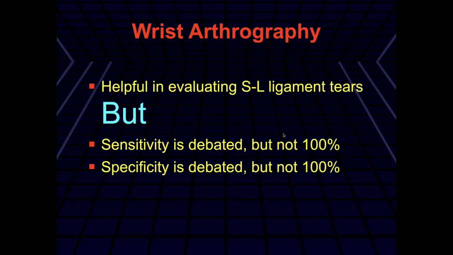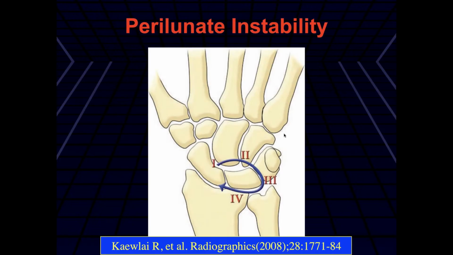Wrist arthrography may be helpful in scapholunate ligament tears, but there are problems. Its sensitivity is debated, but it's nowhere close to 100%. What can happen is you can have significant tears of the dorsal or volar ligaments, which scar down, and contrast will not go through them, and you can have a false negative. On the other hand, you can have a tear of the membranous component, have intact dorsal and volar ligaments, have a positive arthrogram, but have a very stable lesion. So, especially in people over the age of about 35 or 40, wrist arthrography is not very helpful in evaluating instability.